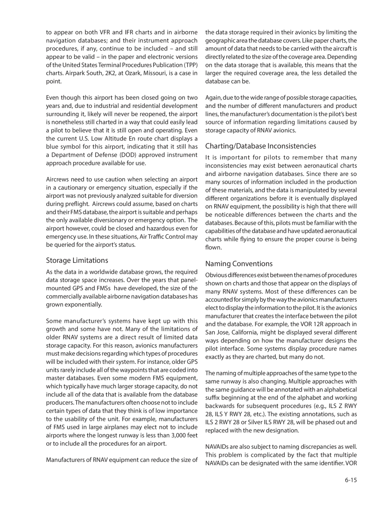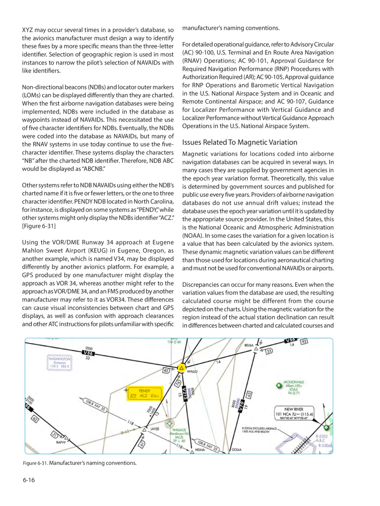This problem is complicated by the fact that multiple navaids can be designated with the same identifier. VOR XYZ may occur several times in a provider's database, so the avionics manufacturer must design a way to identify these fixes by a more specific means than the three-letter identifier. Selection of geographic region is used in most instances to narrow the pilot's selection of navaids with like identifiers.